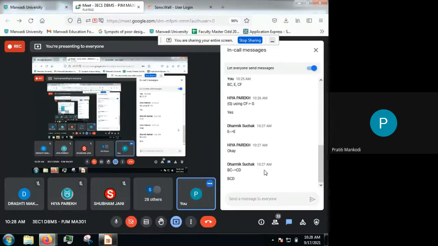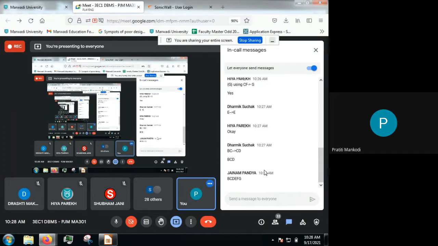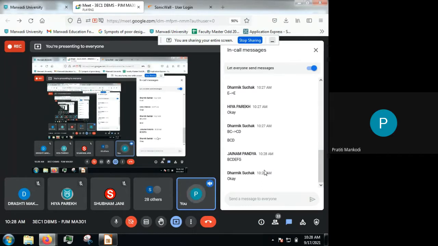Dharmik? Yes, B, C, D, E, F, G. Correct. So Jainam is correct. I hope online students are also comfortable in deriving the closure set of FD, the closure set of attributes.